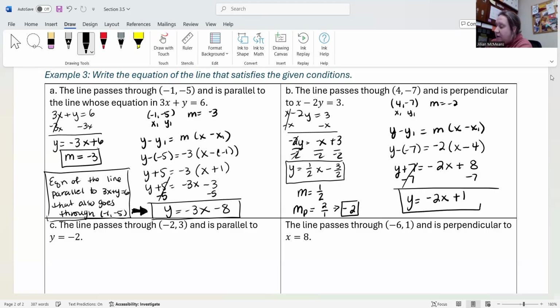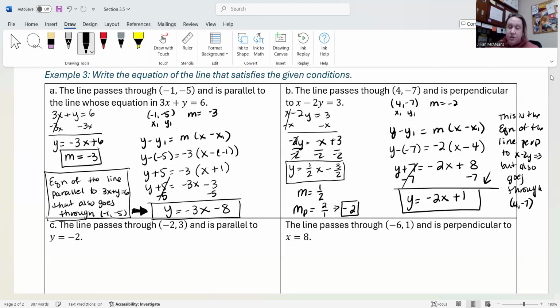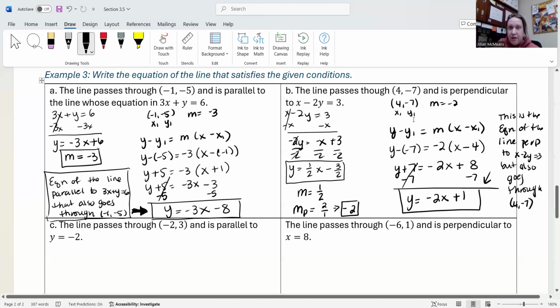So just so you know what we have here, this is the equation of the line perpendicular to x minus 2y equals 3, but also goes through (4, -7). Again, you do not have to write that out with every answer. The answer is just, what is the equation? The equation is y equals -2x plus 1. But in your notes, I want you to know what that means. Now, the next two examples are something kind of special.